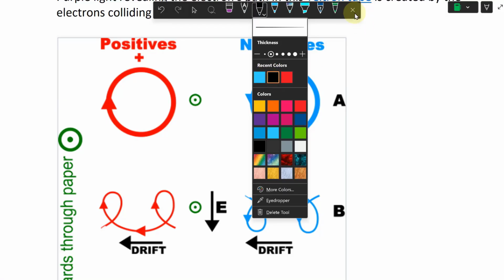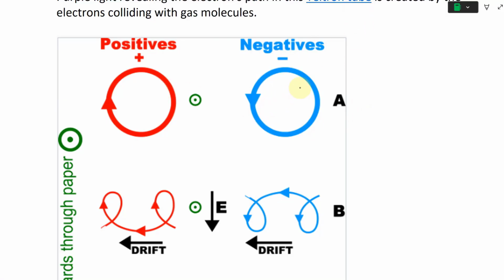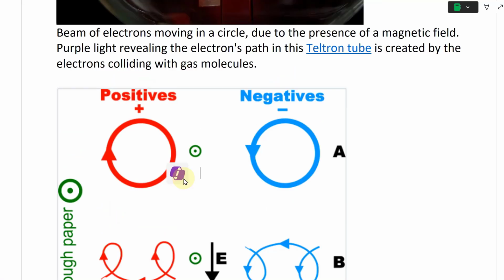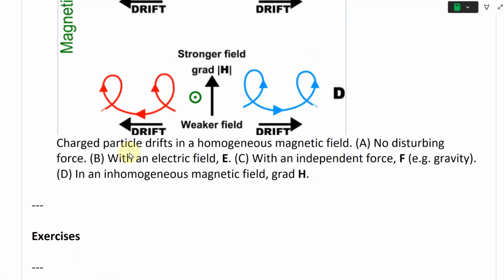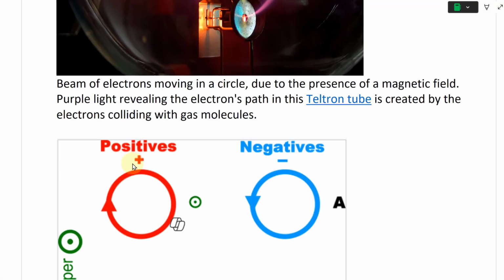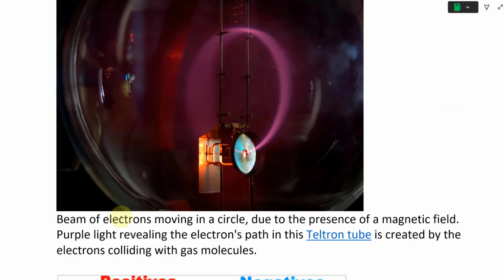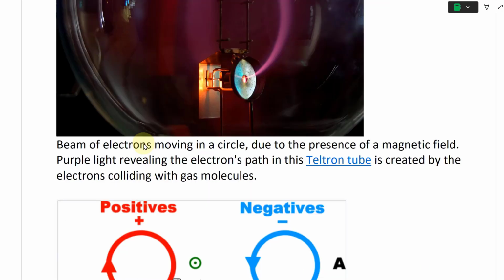So if you have a negative one, it spins this way. If you use the right-hand rule, the thumb is the force. If you have your index finger, it's the initial direction, the path of the particle.